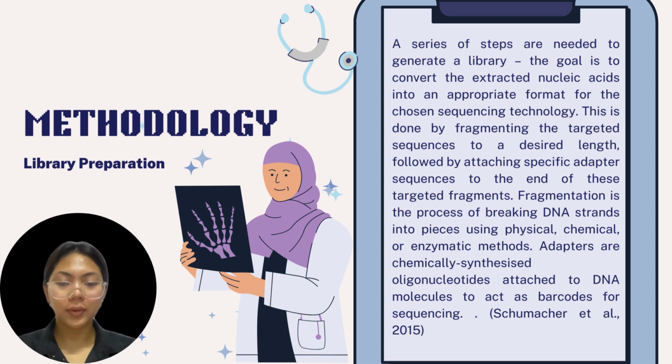Second is library preparation. A sequencing library is essentially a pool of DNA fragments with adapters attached. DNA library preparation for NGS involves fragmentation, which involves breaking DNA strands into pieces using physical, chemical, or enzymatic methods. Adapters are chemically synthesized oligonucleotides attached to a DNA molecule to act as a barcode. The optimal ratio is 10 adapters to 1 fragment, as too many can cause adapter dimers and lower sequencing efficiency.